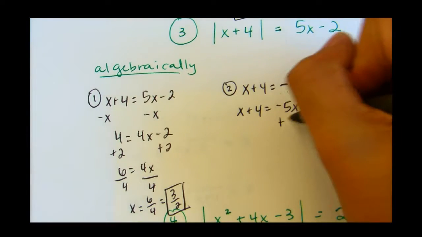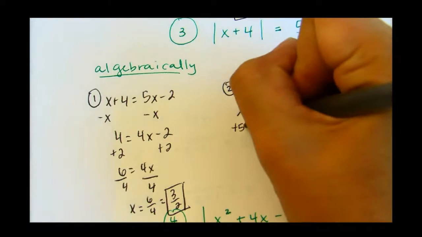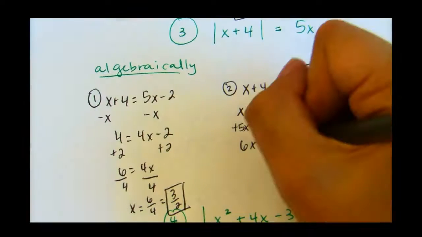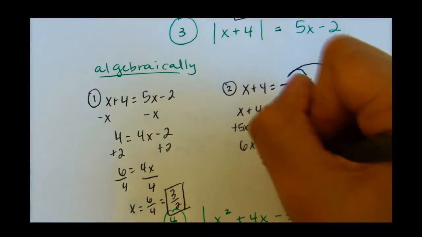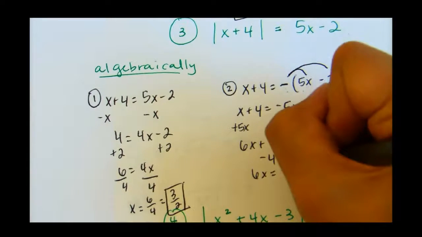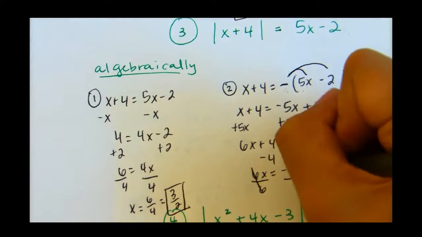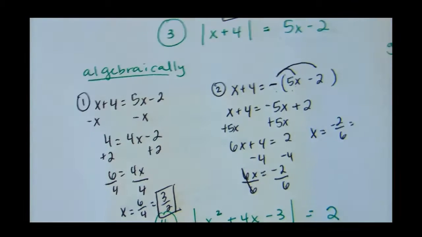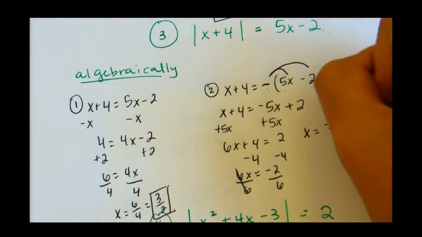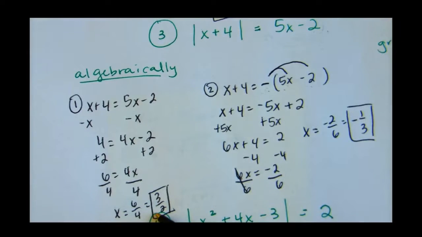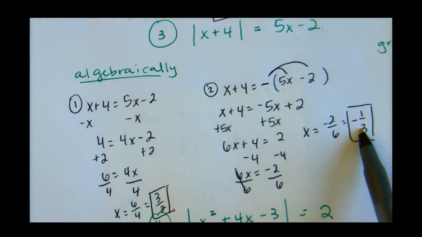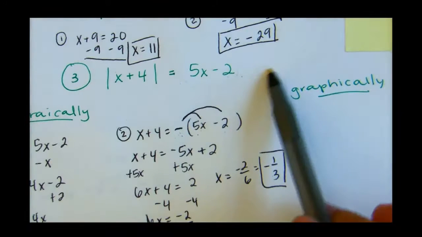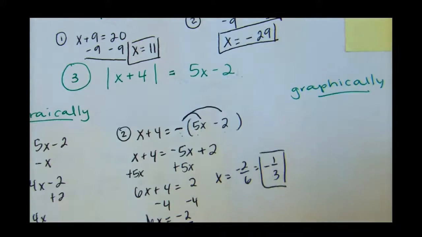So I could add 5x to both sides, so that I've got 6x plus 4 equals 2. Then I can subtract 4, so that I've got 6x equals negative 2. Divide by 6. I get x equals negative 2 over 6, which will simplify down to a negative 1/3. And so my two solutions should be 3/2 and negative 1/3. We're going to come back to how to solve this graphically in just a moment.